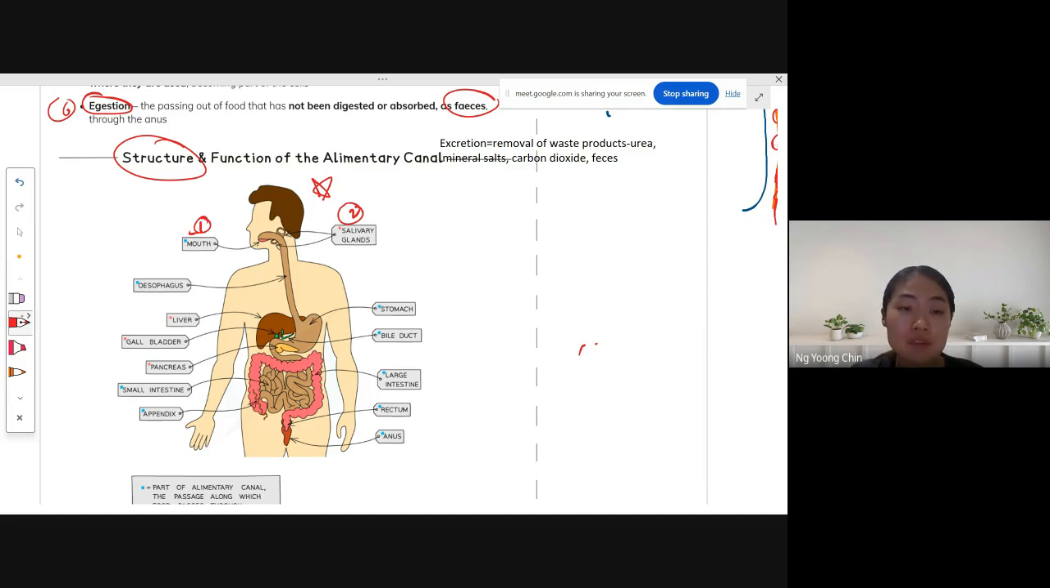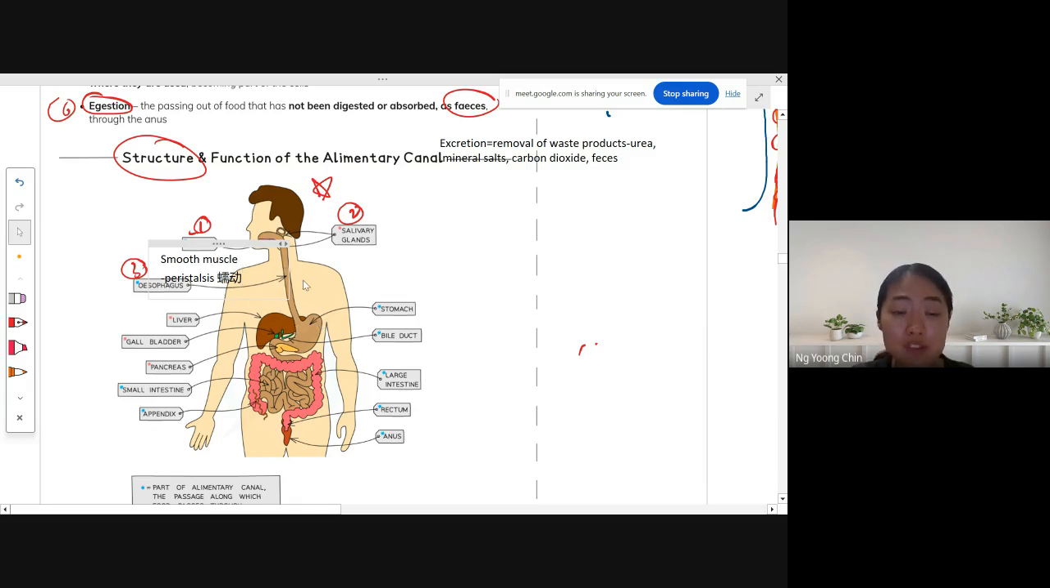Okay, so after that, the food will reach the esophagus. They will enter the esophagus. The esophagus is just a long tube made up of smooth muscle. So that means the food is able to travel down the esophagus from the mouth and enter into the stomach. That process is called peristalsis. I think you heard about it before, right? Peristalsis. 蠕动. This one.